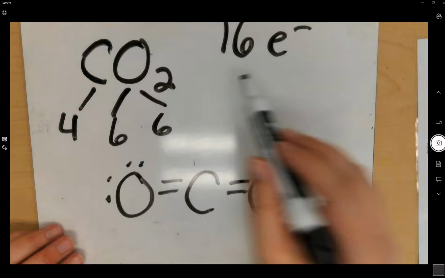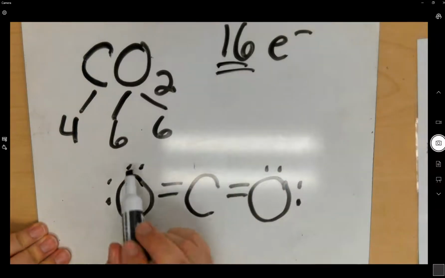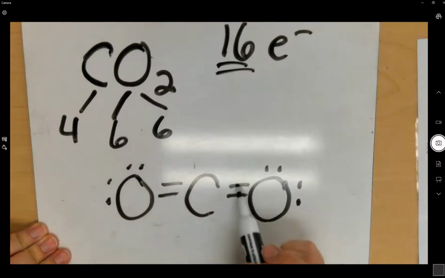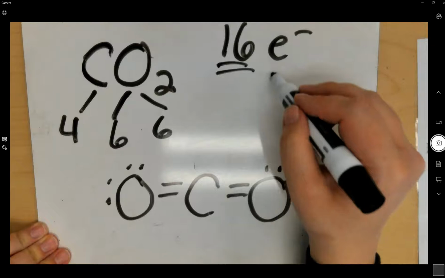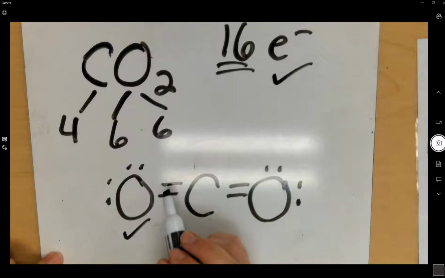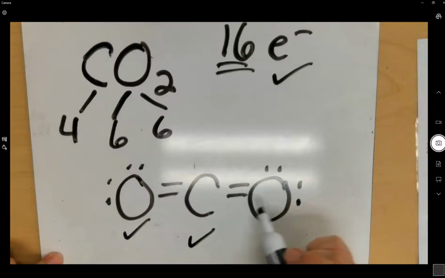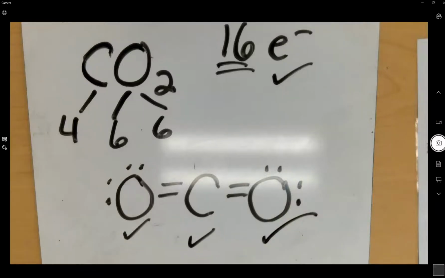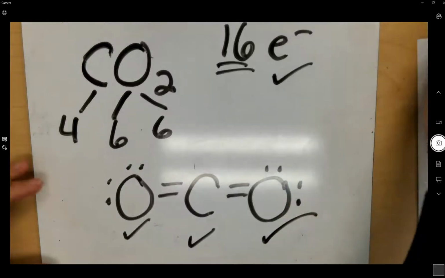So let's count and make sure we have 16 electrons. 2, 4, 6, 8, 10, 12, 14, 16. So that's good. This oxygen has access to 2, 4, 6, 8 electrons. Carbon has access to 2, 4, 6, 8 electrons. And this oxygen has access to 2, 4, 6, 8 electrons. So that structure is all set.